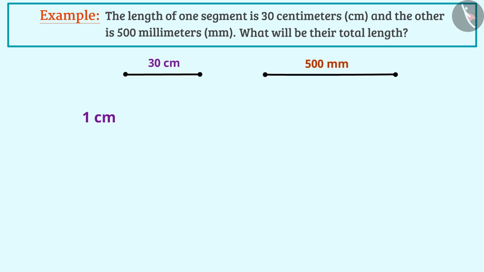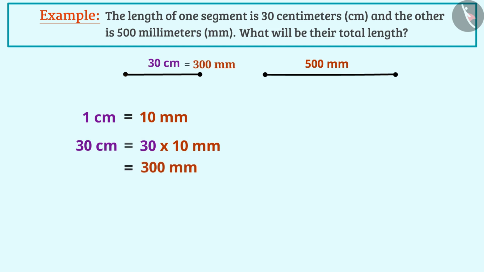1 centimeter is 10 millimeters. In this way, 30 centimeters is equal to 30 multiplied by 10 millimeters, that is 300 millimeters. Now we can add the measurements of the line segments when the units are equal. This will give us the total length of the line segments, 800 millimeters.